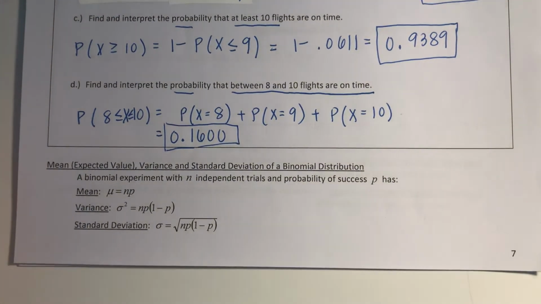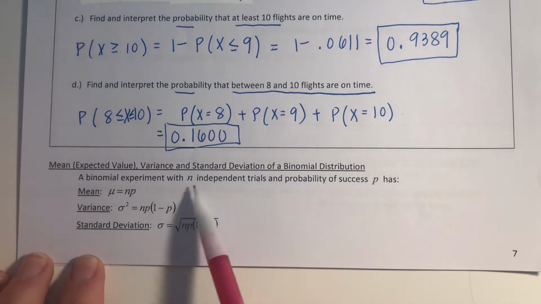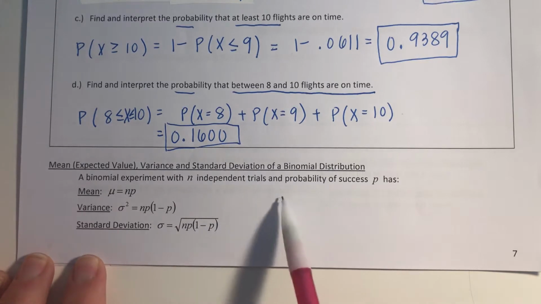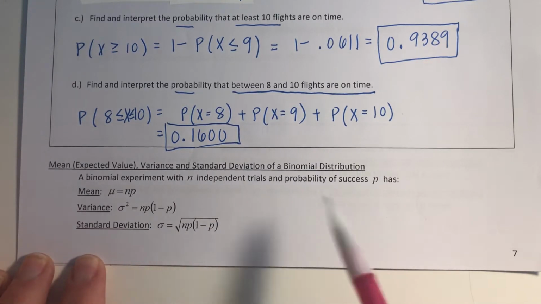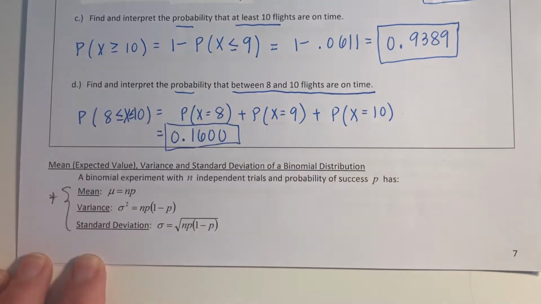This is section 5.2 continued. We are looking at the bottom of page 7. This says the mean, expected value, variance, and standard deviation of a binomial distribution, a binomial experiment with n independent trials and probability of success P, have the following. Go ahead and give that a star.